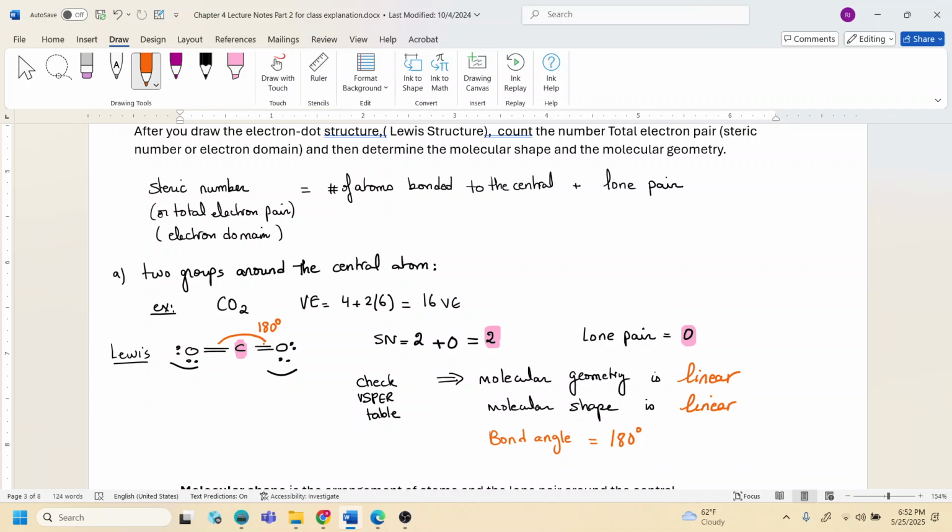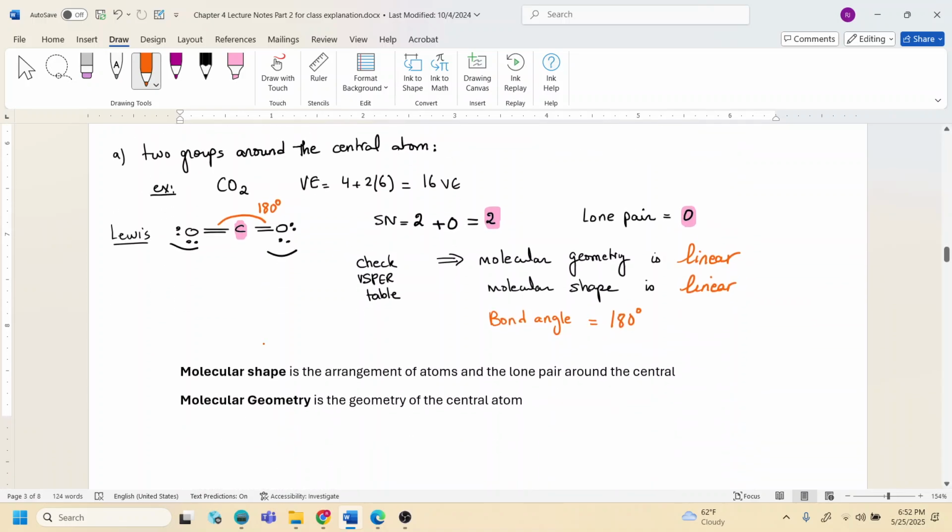Okay, this is how you use the table. There are a lot of examples in there because there are a lot of different steric numbers. So again, the molecular geometry is the geometry of the central atom. The molecular shape is the arrangement of the groups around the central atom, including the lone pairs.